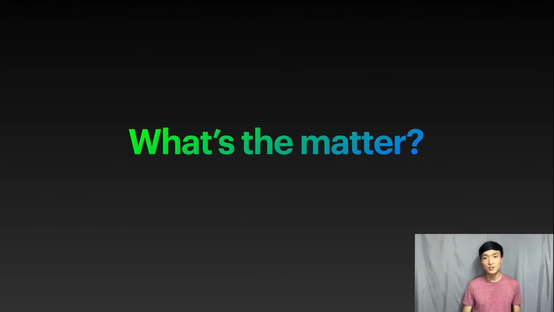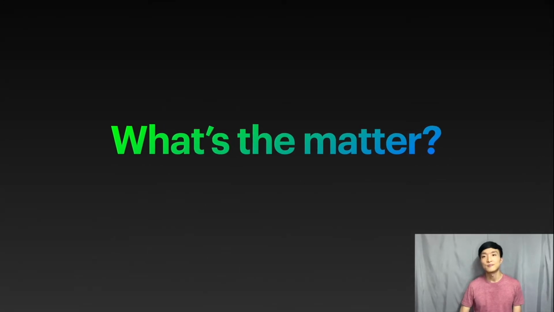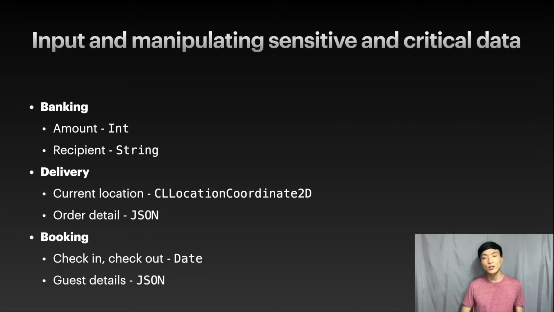So what's the matter with these kind of UI-related bugs? As time goes by, data which iOS app should process is becoming more sensitive and critical. For example, banking apps collect amount and recipient to transfer money. Delivery apps recognize and store physical location of the device. Booking apps need date range and guest details for making reservation. UI-related bugs in these cases can cause user to lose trust, time, or even cash.